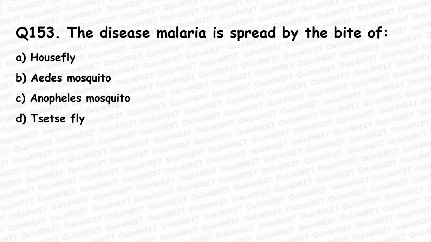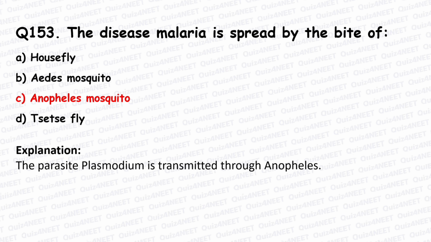Q153. The disease malaria is spread by the bite of A. Housefly, B. Aedes mosquito, C. Anopheles mosquito, D. Tsetse fly. Answer C. Anopheles mosquito. Explanation. The parasite Plasmodium is transmitted through Anopheles.